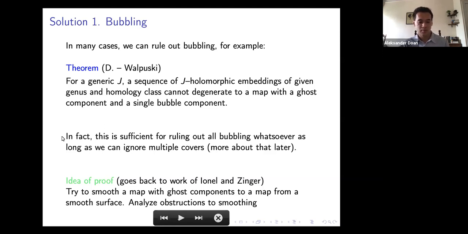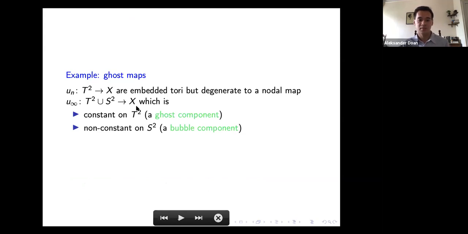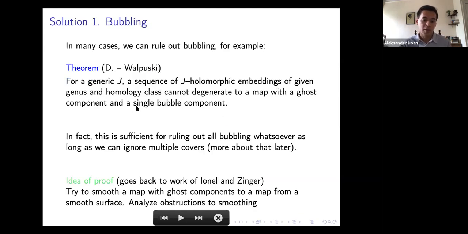I will not talk about the proof, but essentially the idea goes back to various ideas on gluing of instantons that were used in gauge theory by Taubes and Donaldson. In the context of J-holomorphic curves, these ideas appear in the work of Ionel and independently in the work of Zinger. The basic idea is that you look at one of these U infinity, one of these nodal maps which are constant on some components, and you ask, can I smooth it to an embedding of a torus? So this is a gluing problem.